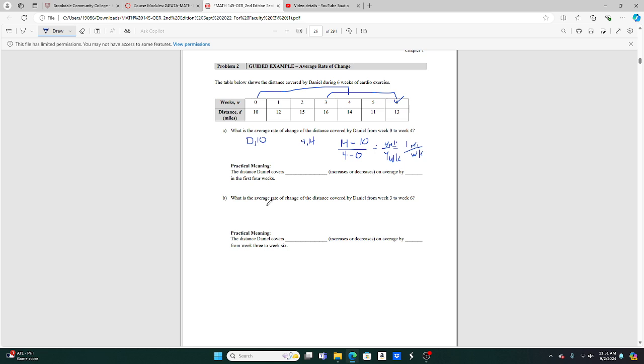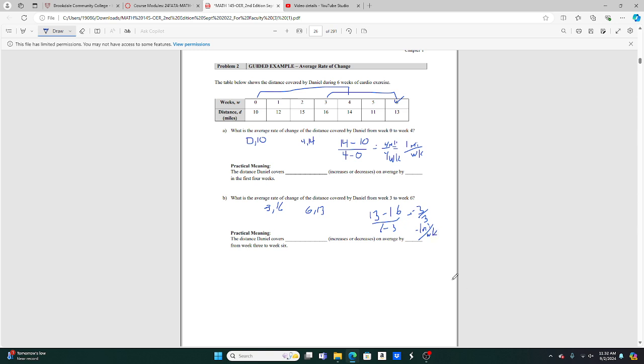Ordered pairs are 3, comma 16 and 6, comma 13. Notice now that the distance covered is less, so we're going to get 13 minus 16 over 6 minus 3, which in this case gives me a negative 3 over 3, which is negative 1 miles per week.